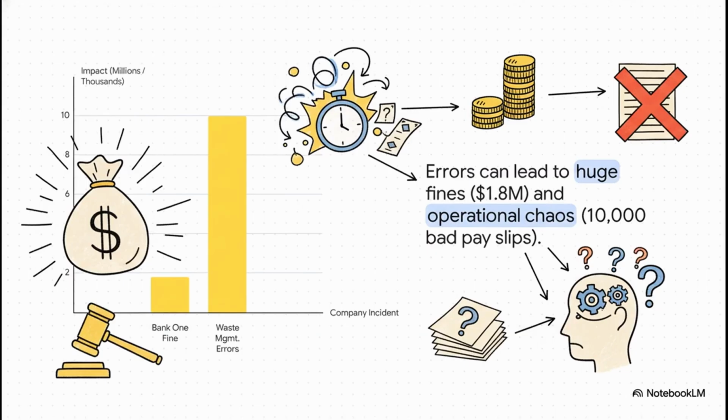Bank One got slapped with a $1.8 million fine because its accounting system was unreliable. And get this, at one point, Waste Management's records were such a mess that 10,000 of its employees got incorrect payslips. You can see how fast these errors lead to both enormous financial penalties and just total operational chaos.